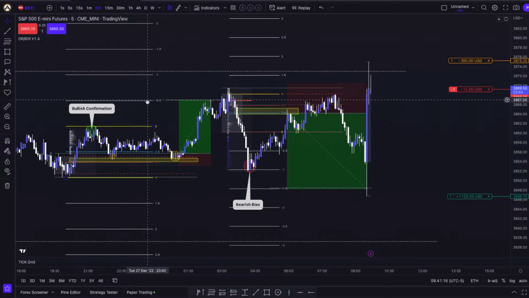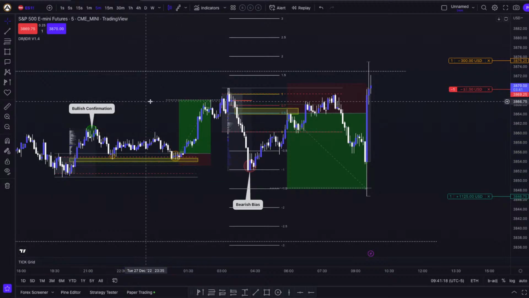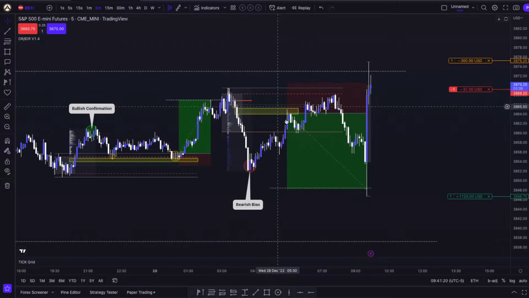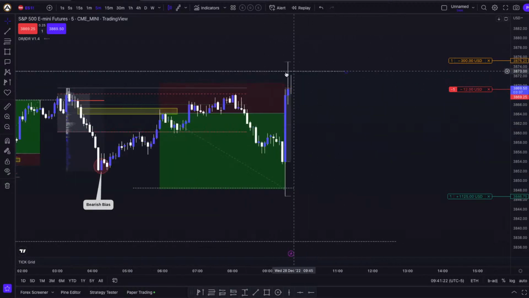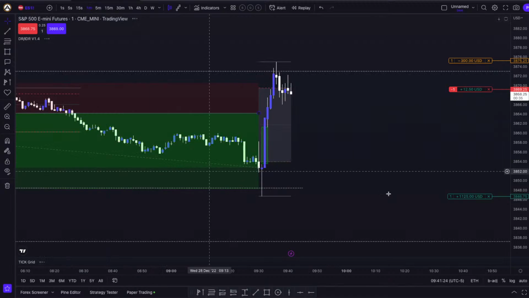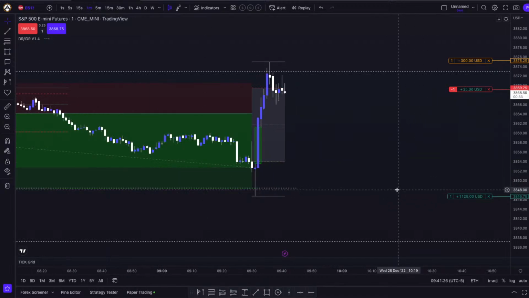So let's see. Let me get rid of all those Fibonacci tools here. And let's wait and see what's happening up here. Go back to a 1 minute time frame and let's now just watch and see what's going to happen. And again, if you guys have any questions, feel free to send them into the chat right now.